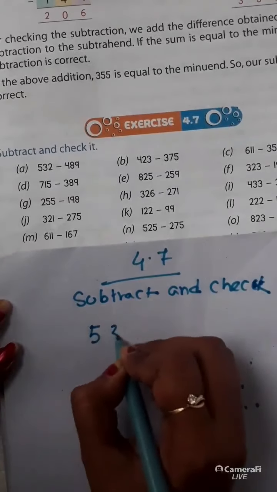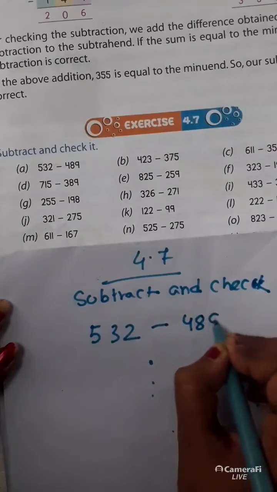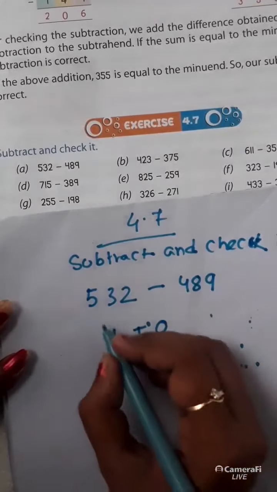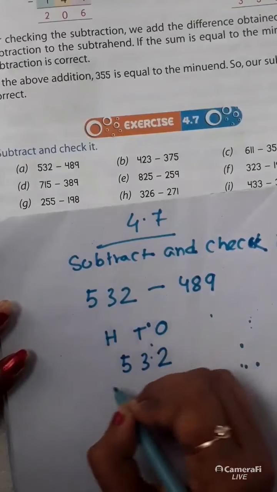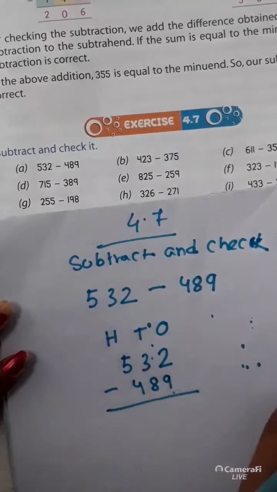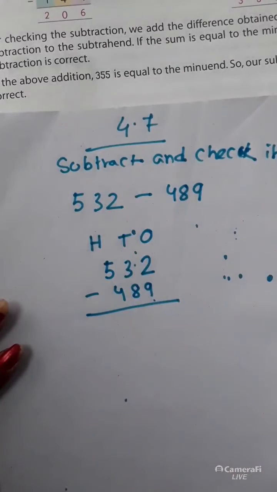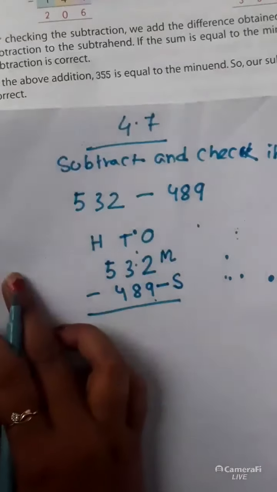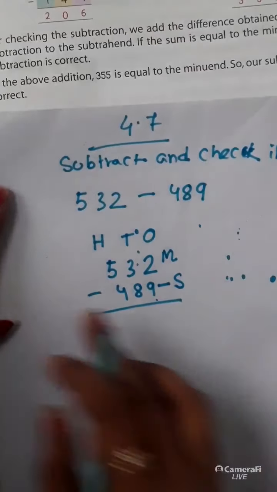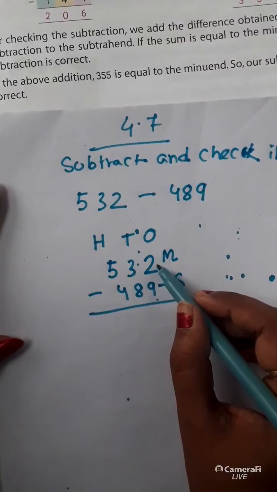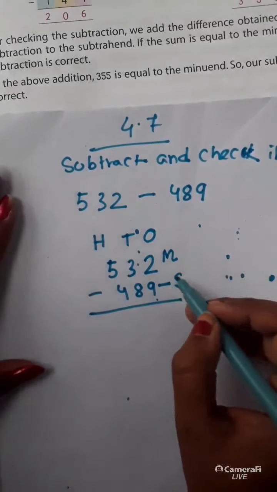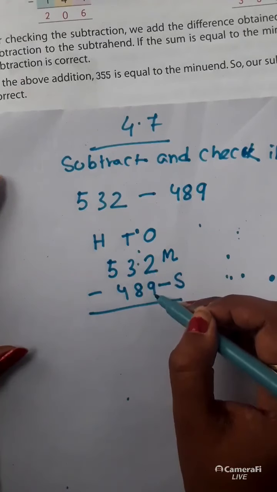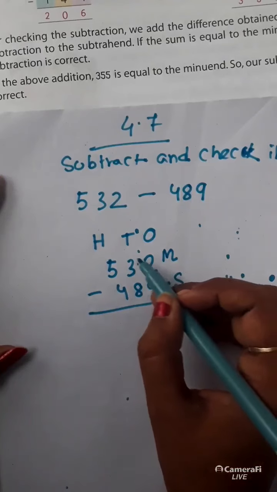Okay, so 532 minus 489. It's a magic. Now I am going to reveal it. Hundreds, tens and ones. 532 minus 489. So now, as I told you children, the upper part will be the minuend, the lower part will be the subtrahend, and it's a rule of subtraction that the minuend number should be bigger than the subtrahend, but here you can see the minuend is lesser than the subtrahend number. So I have to borrow.